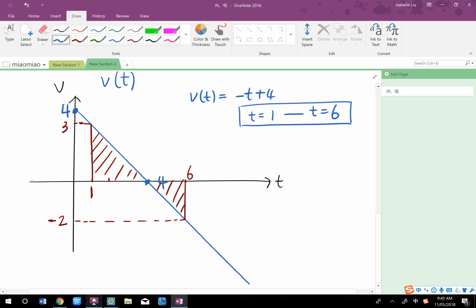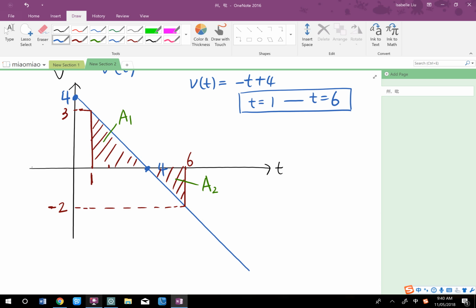Alright, now let's say this area is A1, and this area is A2. Can you see I form some area above the x-axis and also below the x-axis? Let's calculate the two areas first. A1 equals a half base times height. The base here is 3 and the height is 3 as well. 1 to 4 is 3 units and this height is 3. I have calculated that, so that's 9 over 2.